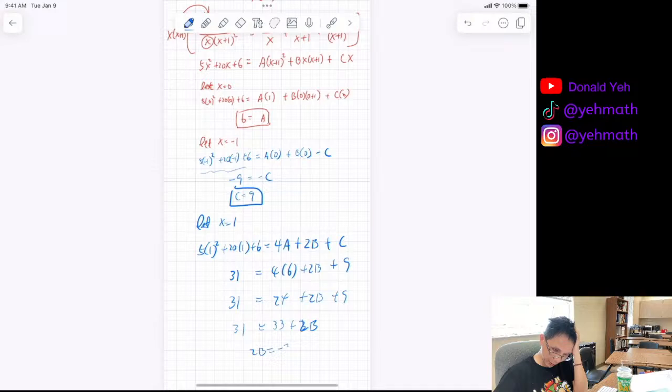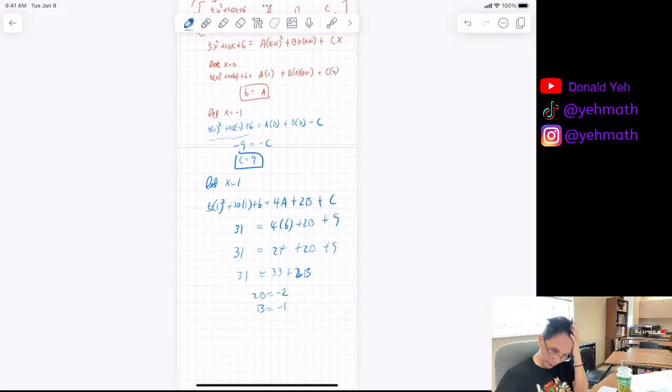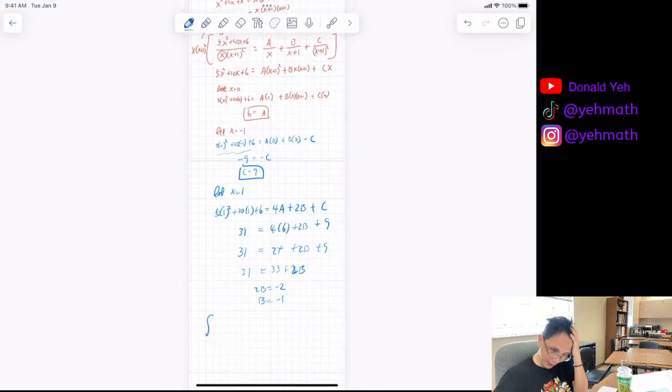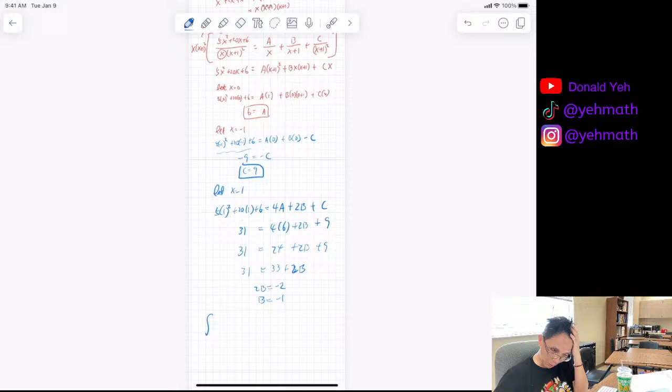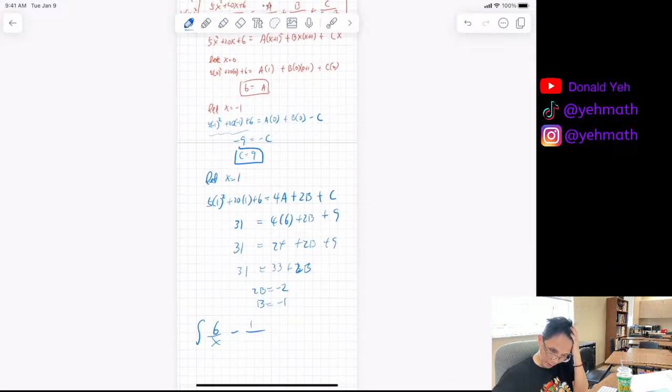2b is equal to -2, b is equal to -1. So now I just break up all 3 parts. So I'm gonna rewrite that. A is 6 over x, plus -1 over x plus 1, and plus 9 over x plus 1 squared.